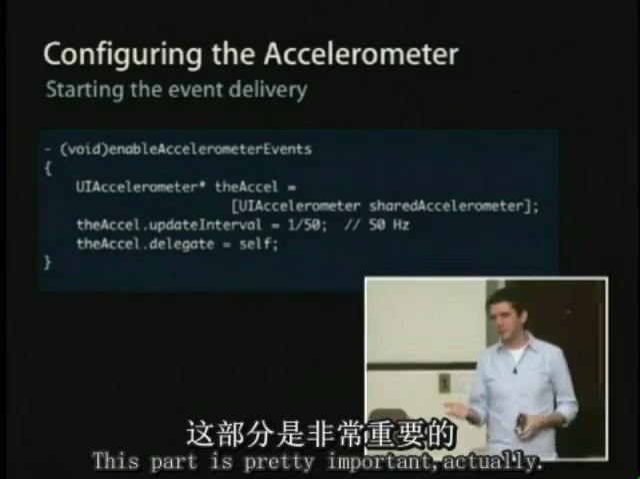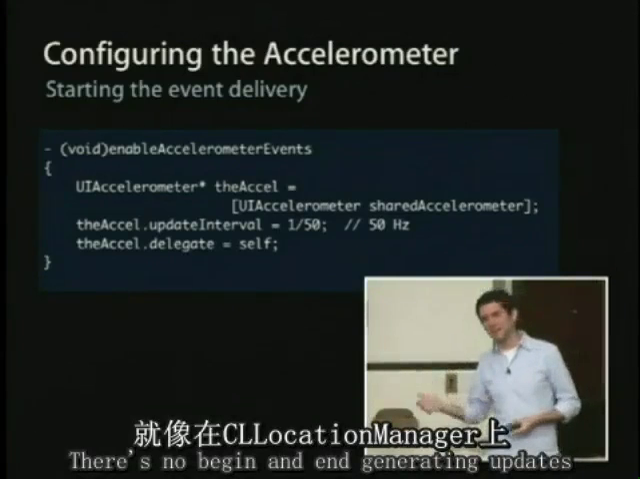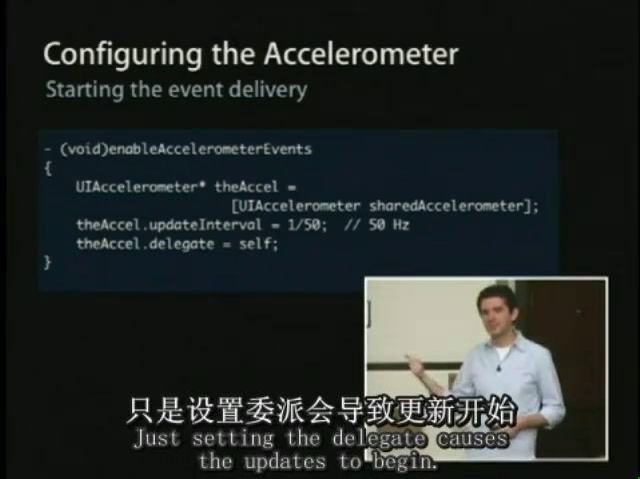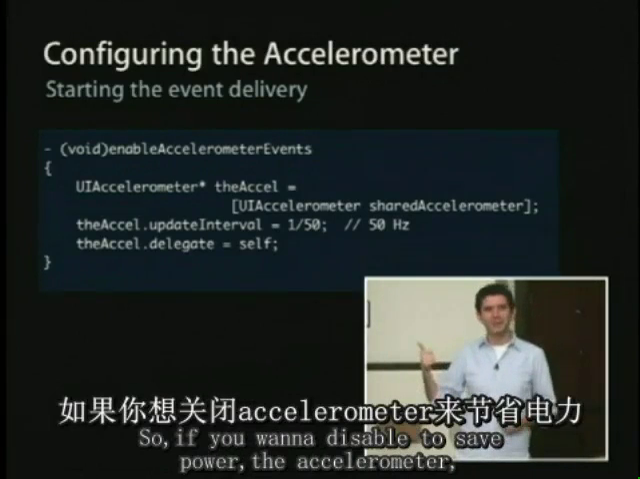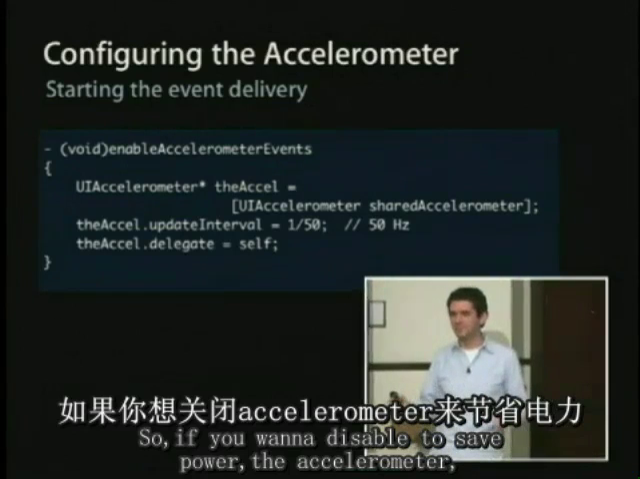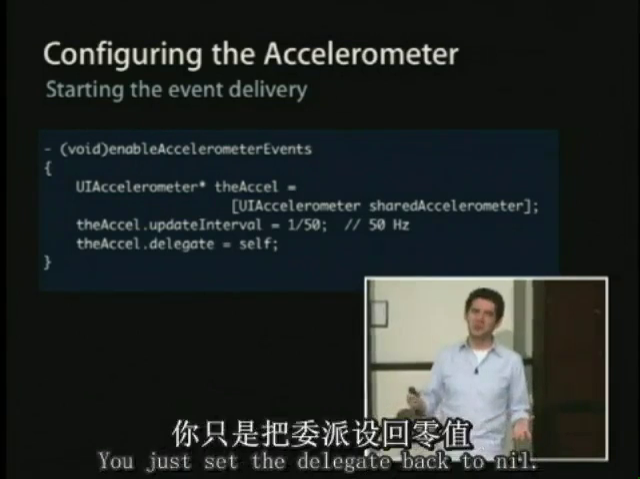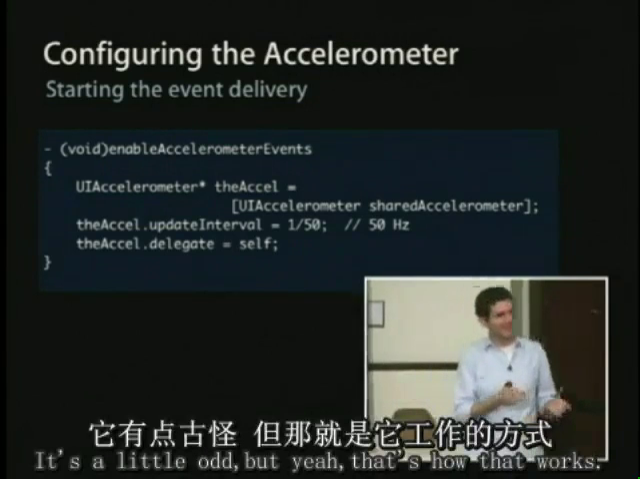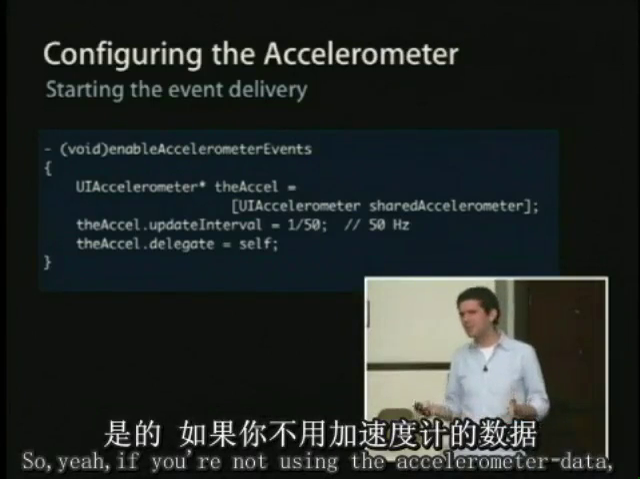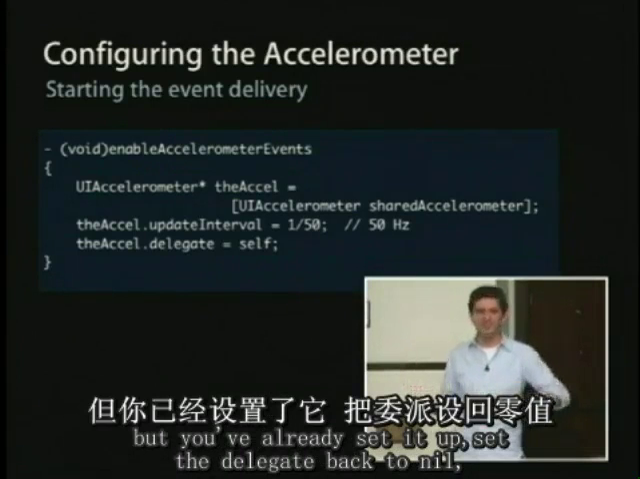This part's pretty important, actually. There's no begin and end generating updates like there is on CLLocationManager. Just setting the delegate causes the updates to begin. So if you want to disable the accelerometer to save power, there's no method you call. You just set the delegate back to nil. It's a little odd, but yeah, that's how that works. So if you're not using the accelerometer data, but you've already set it up, set the delegate back to nil to turn off the accelerometer.